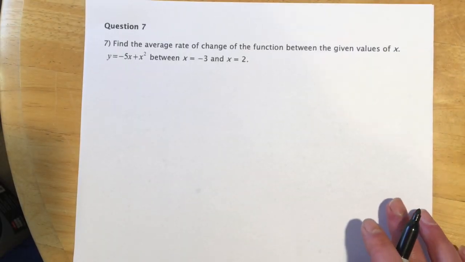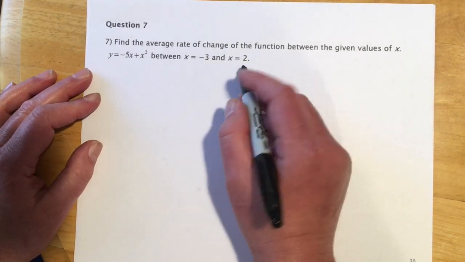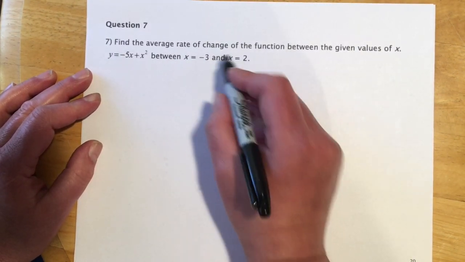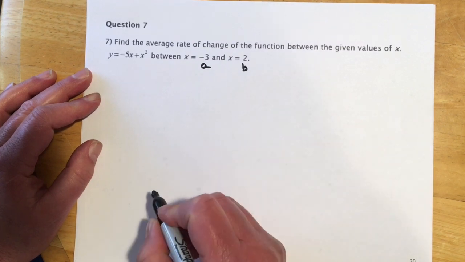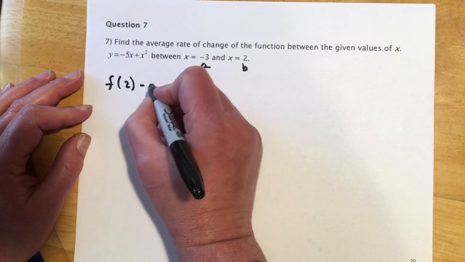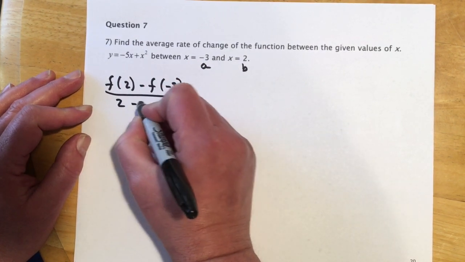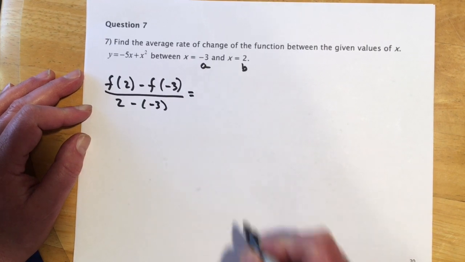Okay, question 7 is the matched one I have you guys try. So average rate of change again, this time we're finding between negative 3 and 2. So that's our A, that's our B. Again, I'll just write out what I'm going to do, which is find f of 2 minus f of negative 3 over 2 minus negative 3.